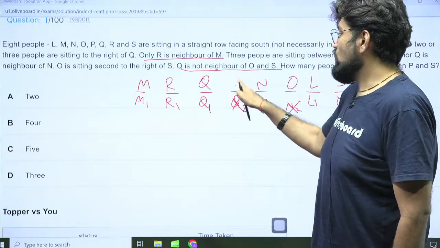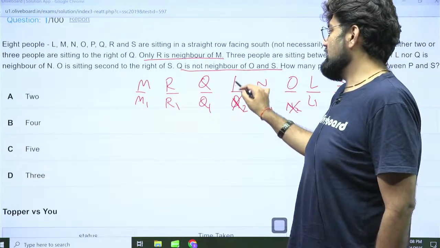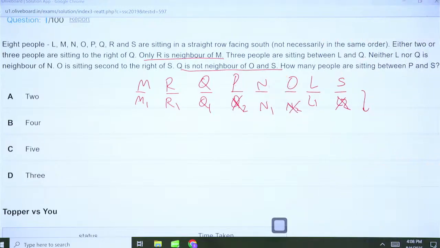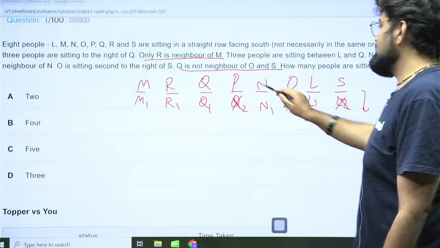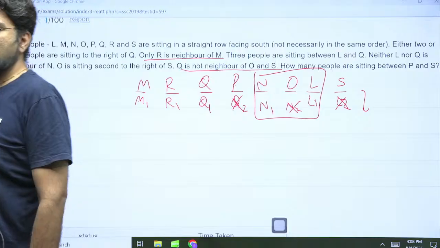Why? Because O and S both are not the neighbors of Q. So we are only left with P now. So P will be sitting here. And the question is asking you how many people are sitting between P and S. So we can clearly see that there are 3 people sitting here. So option D will be the correct answer.